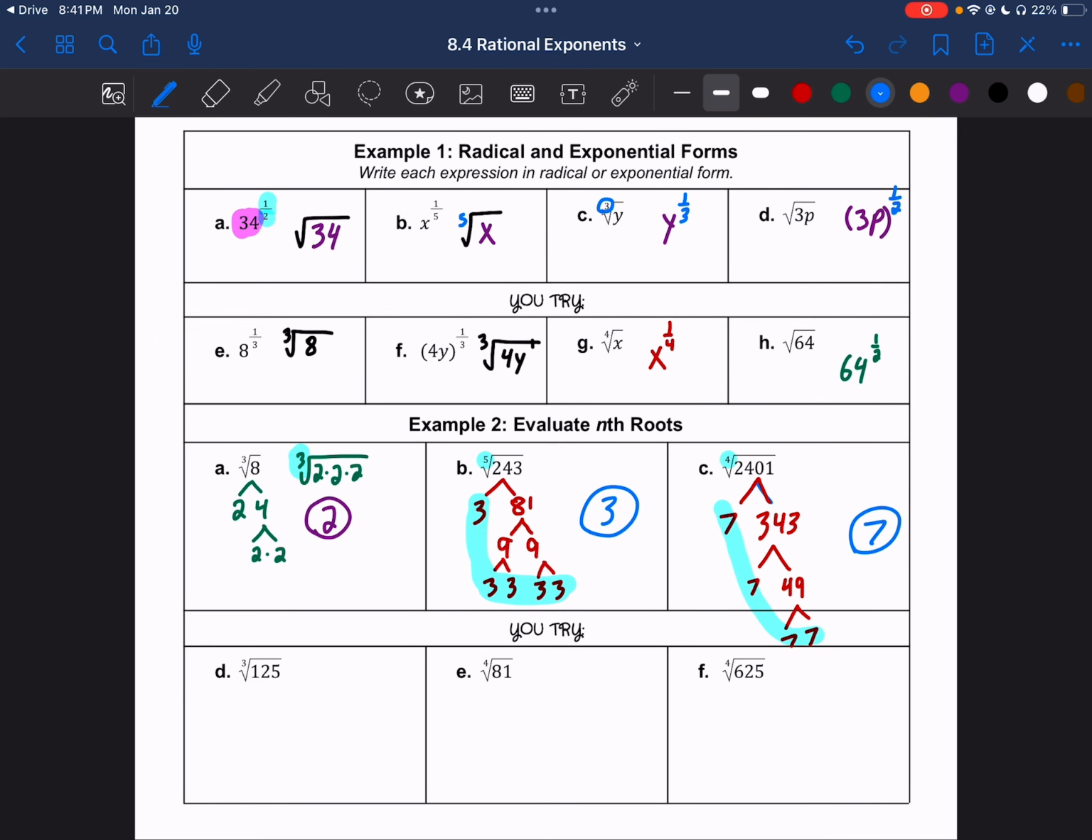All right, I want you guys to try letters D, E, and F on your own. You're going to break apart their factors and look for the value that's being repeated.